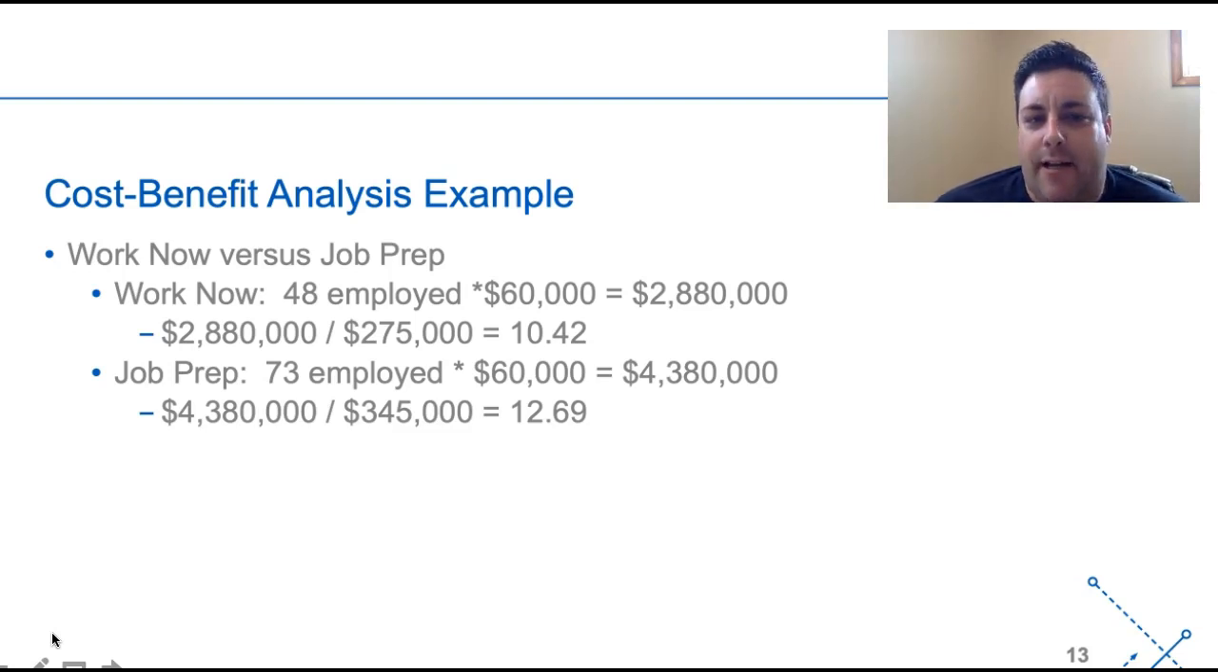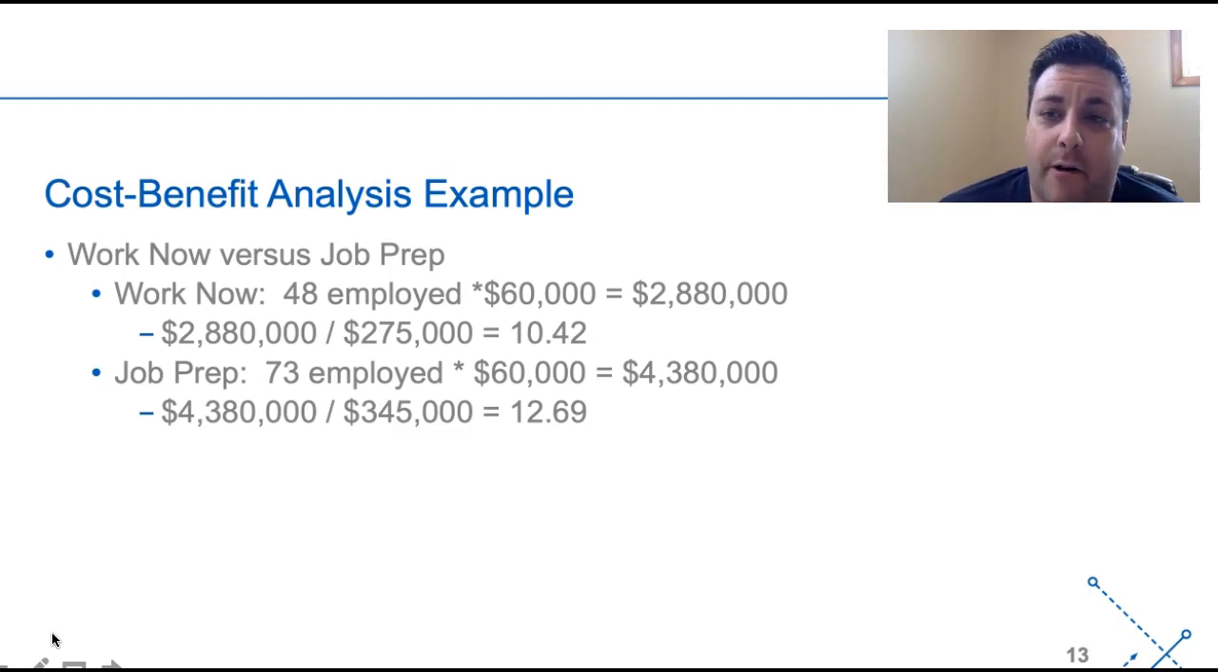Job prep, on the other hand, had 73 people employed, and each of those people, again, by looking at salary and contributions and things like that, was generating about $60,000 in benefit, and so the total benefit of that program was just under 4.4 million, 4.38 million to be exact. Now, so we have the cost. We have the benefit of each program, and so what we have to do is divide it by the cost.